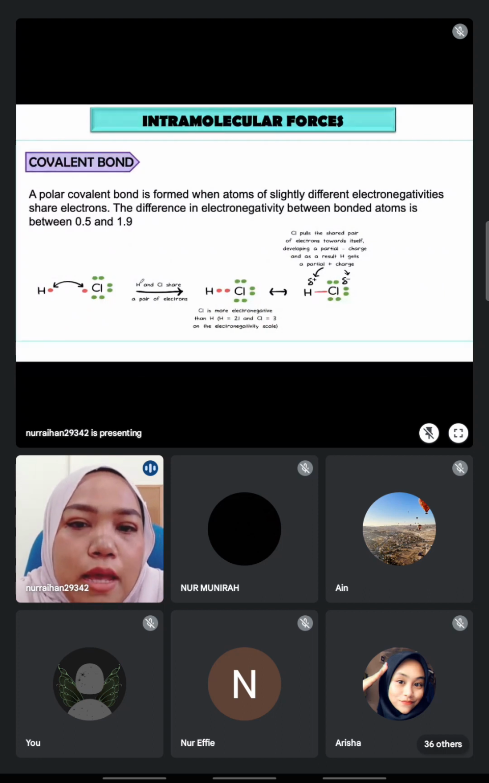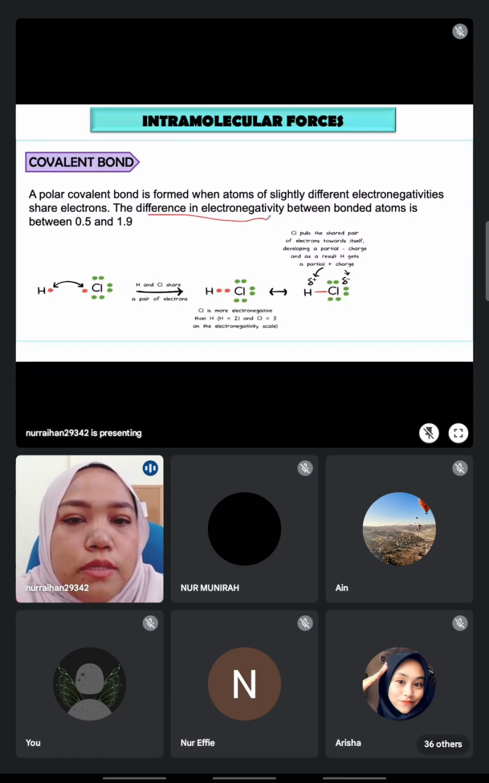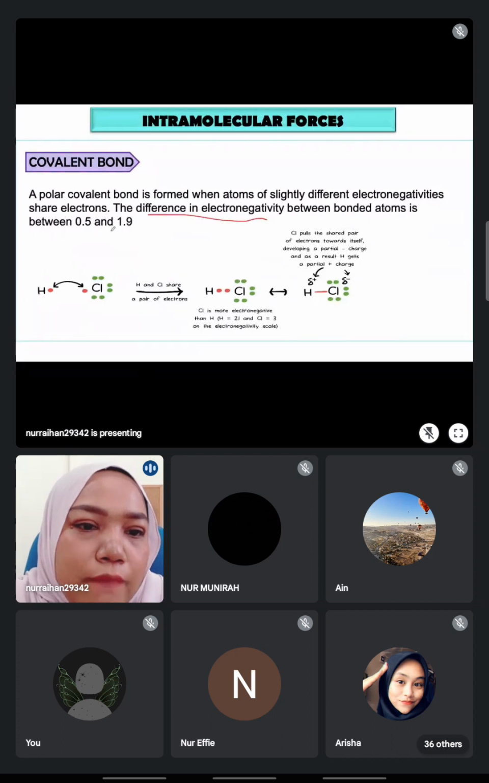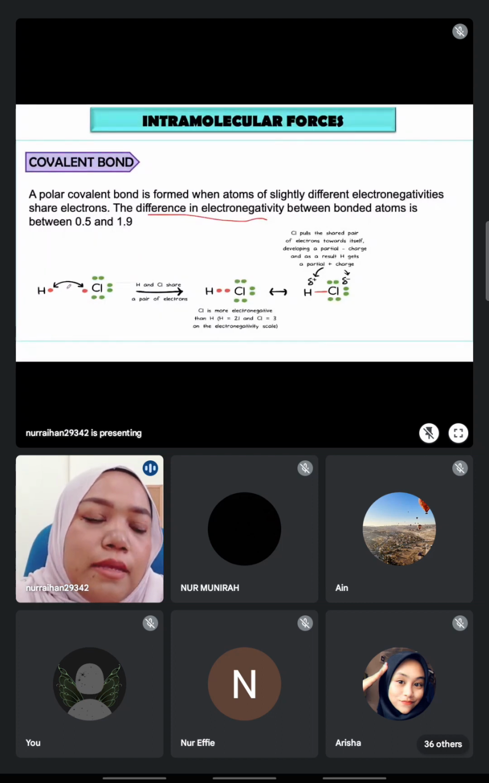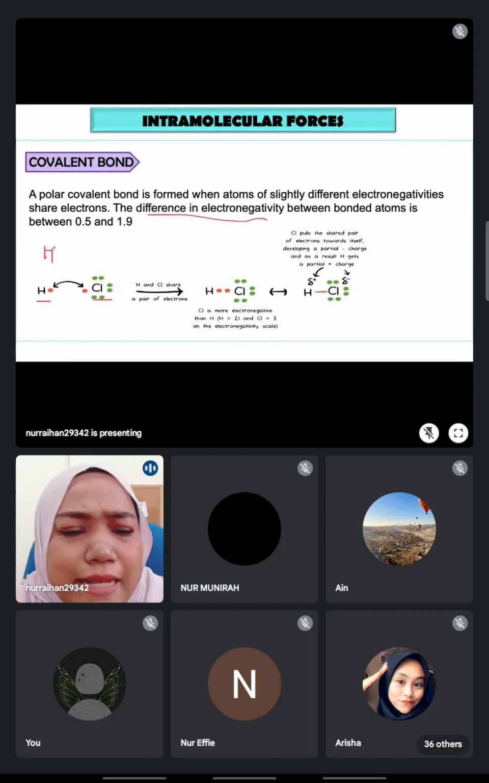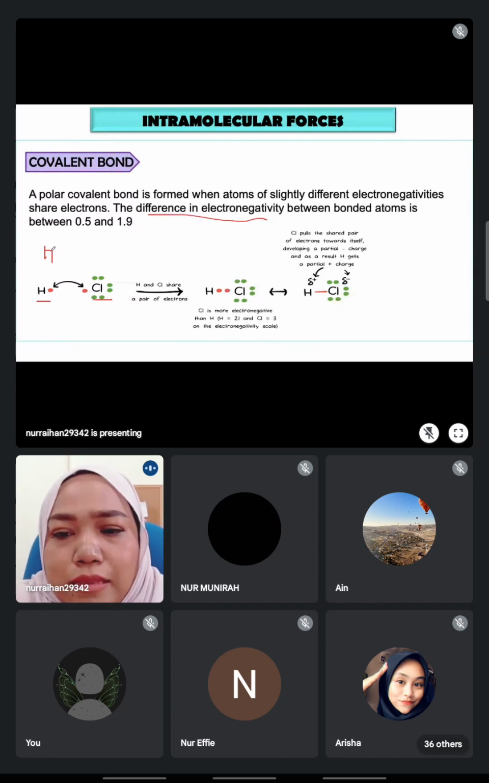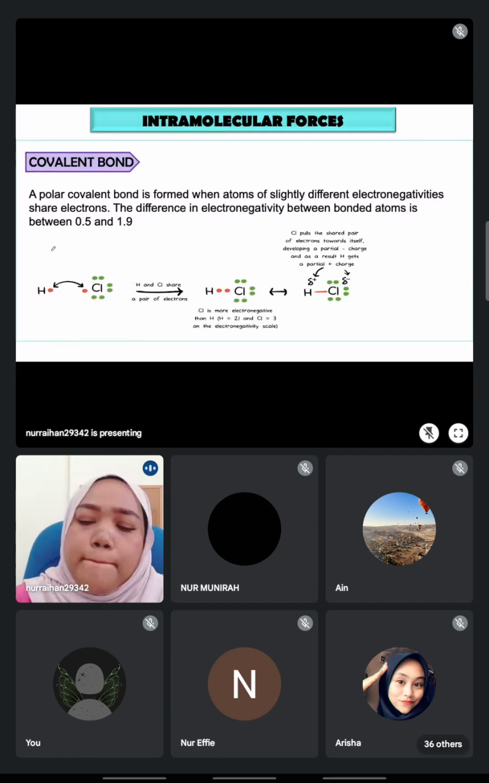Second one, we have the polar covalent bonding, whereby you have a difference in terms of the electronegativity. The difference in electronegativity is between 0.5 and 1.9. Among the examples, we have hydrogen and chlorine, or hydrogen with oxygen and so on. So this is known as polar covalent bonding. So anything that links the atoms together is considered as covalent bonding.